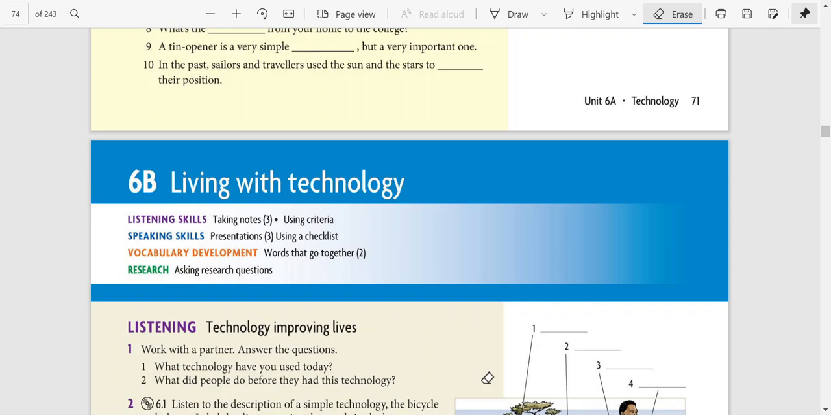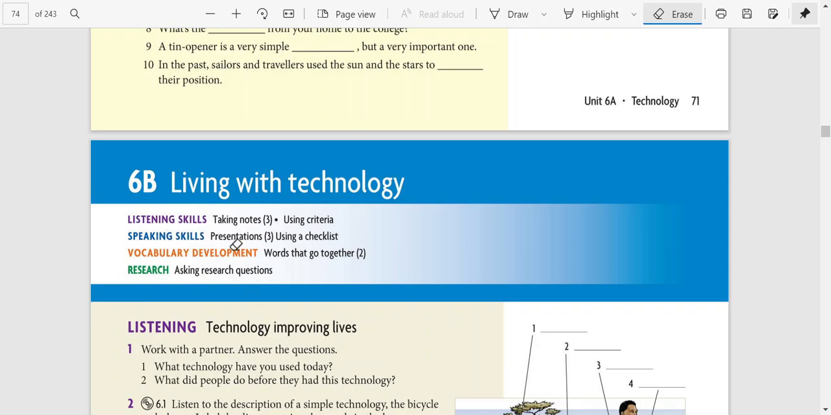And in here, as in previous units, we have three parts. We have a part for listening and speaking, another part for vocabulary development, and we have an additional part which is research, asking research questions. What are the questions about research?